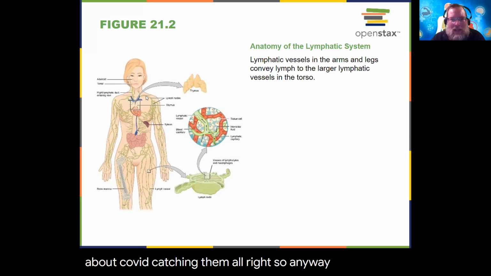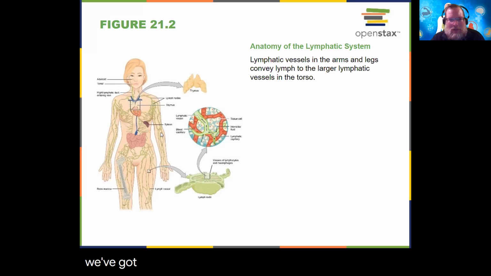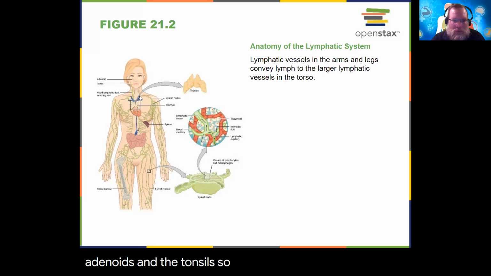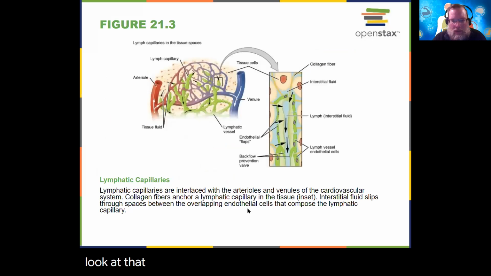So anyway, the thymus gland kind of sits on top of the heart. And then let's see, we've got a couple other items of interest. We've got the adenoids and the tonsils, so we'll look at those coming up. We've got the spleen, kind of like a blood reservoir, so we'll also look at that.